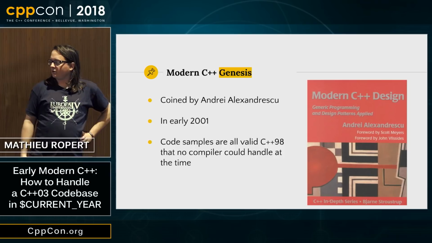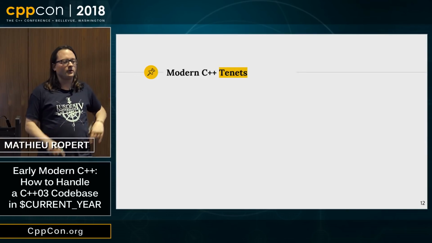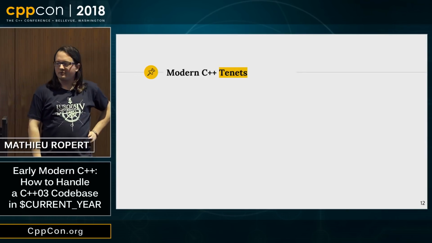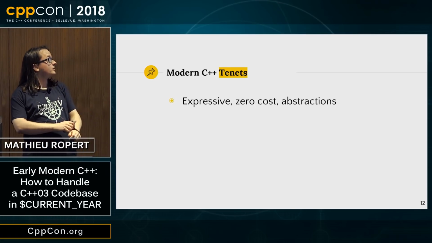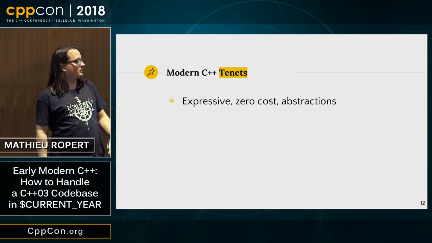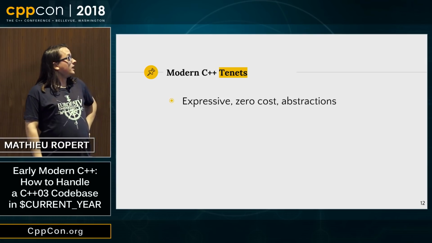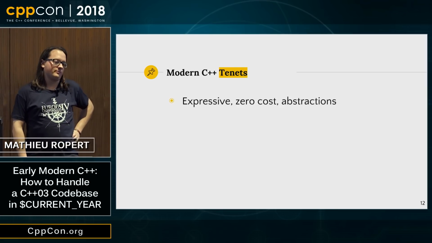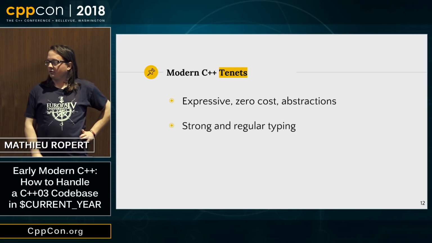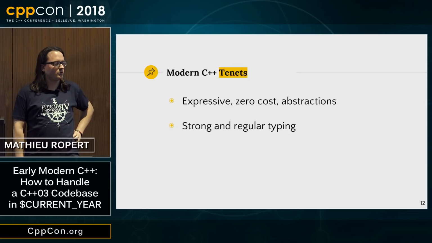In fact, I would like to offer my own definition of what the tenets of modern C++ are. The first one, and probably something you hear a lot around at CppCon and other conferences, is zero-cost abstraction, and even better, expressive zero-cost abstractions. The second one we usually like a lot is strong and regular typing.